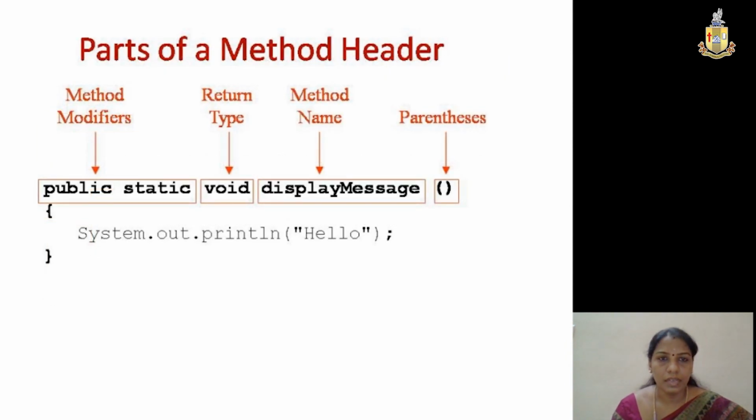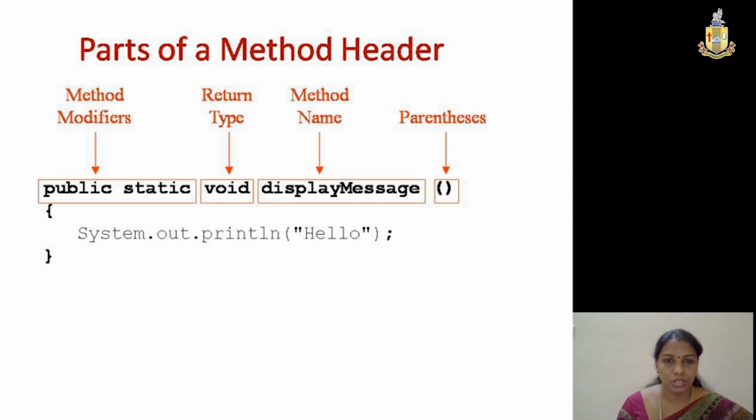Let us briefly discuss the method header. Here public static, this is known as method modifier. Public in the sense method is publicly available to code outside the class. Static means it belongs to a class, not a specific object. Void means it's a return type. It does not return any value. Based on the applications, we can include any return type. It may be of either integer or double.